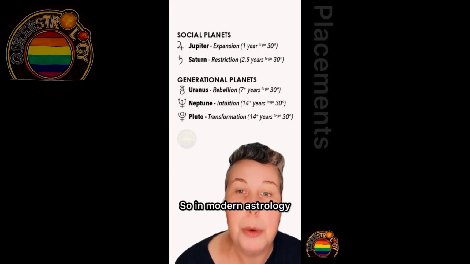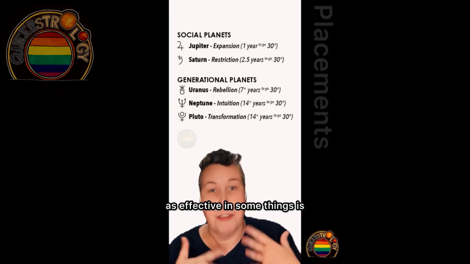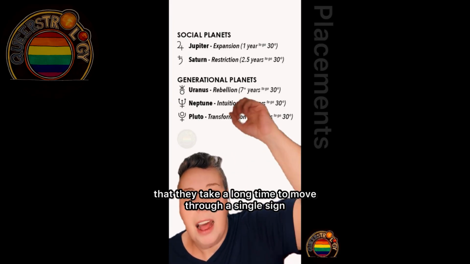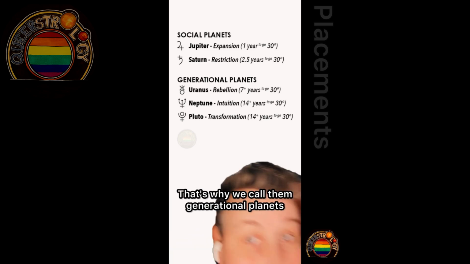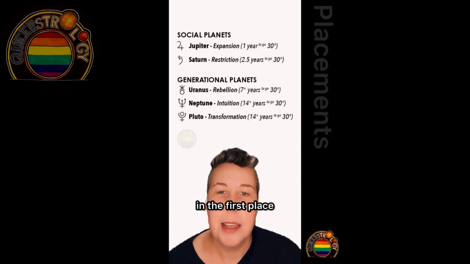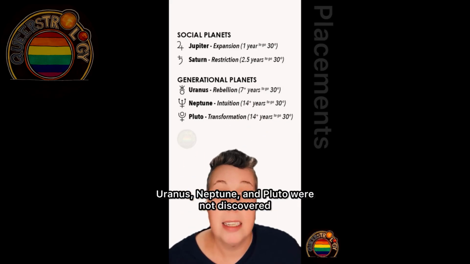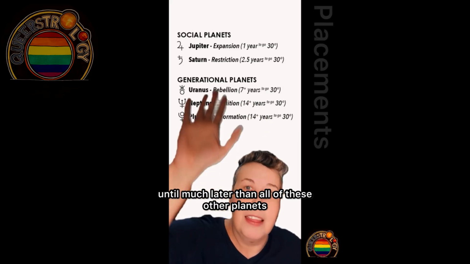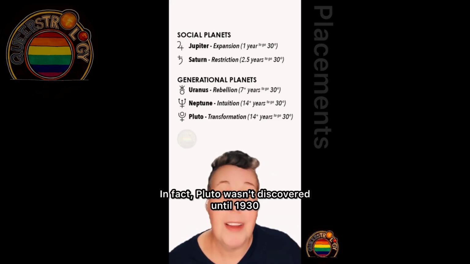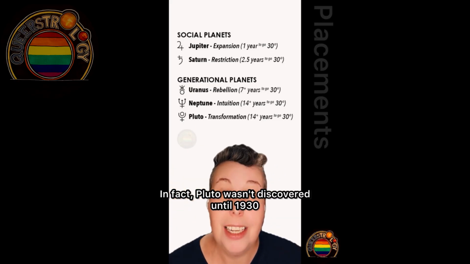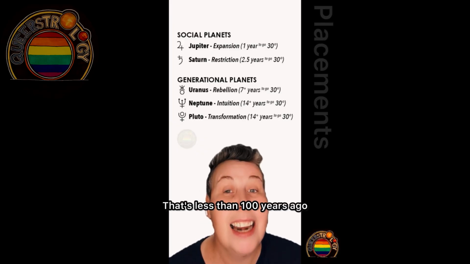So, in modern astrology, we include the generational planets. The reason why they don't feel like they're as effective in some things is that they take a long time to move through a single sign. That's why we call them generational planets in the first place. This is the thing, though. Hear me out. Uranus, Neptune, and Pluto were not discovered until much later than all of these other planets. Why? We didn't have the technology to see them yet. In fact, Pluto wasn't discovered until 1930, folks, okay? 1930. That's less than 100 years ago.